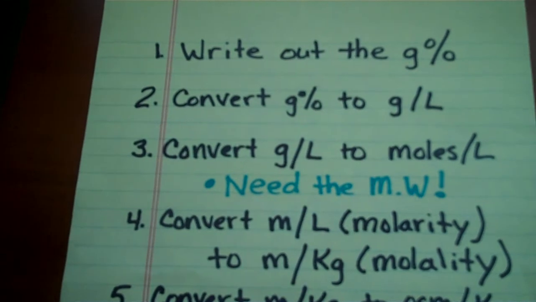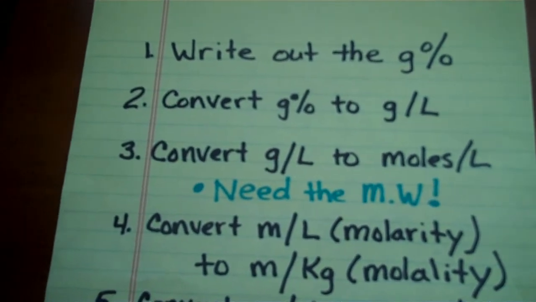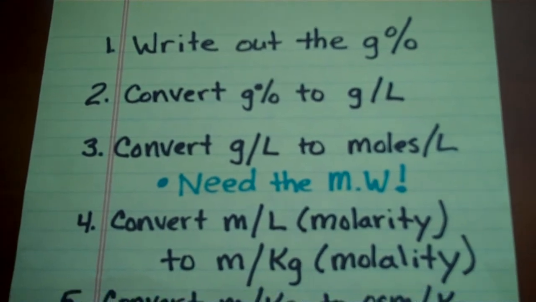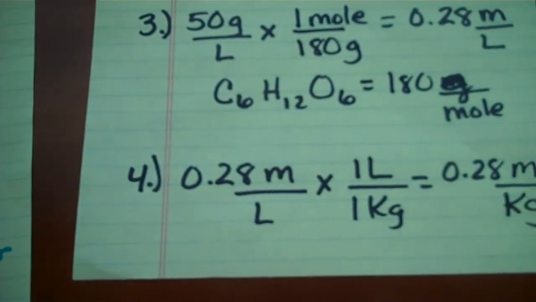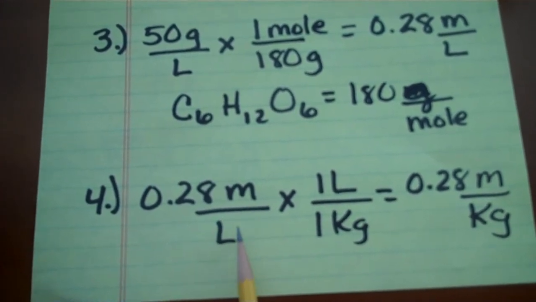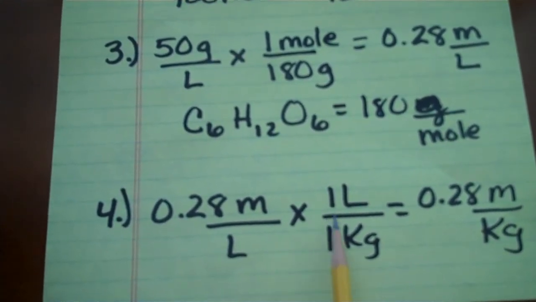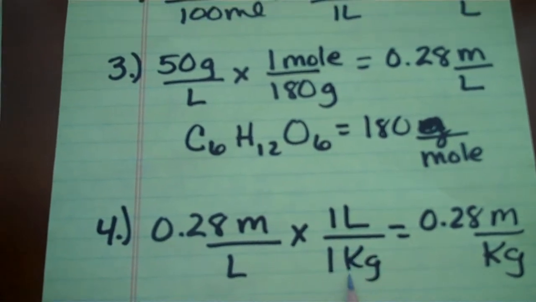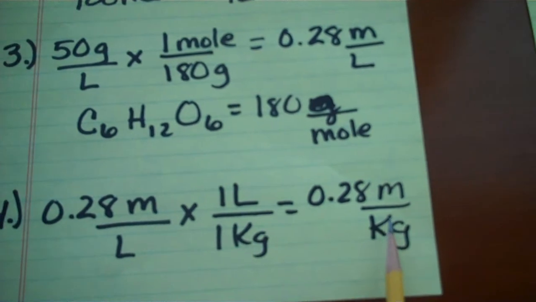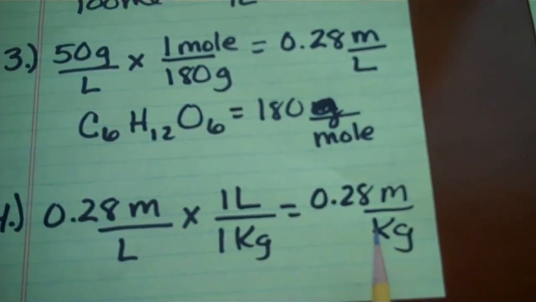For step 4, we now need to convert this molarity, moles per liter, to molality, which is moles per kilogram. In order to do that, we simply multiply our 0.28 moles per liter times, for every liter of water, it has a mass of 1 kilogram, and that gives us 0.28 moles per kilogram.